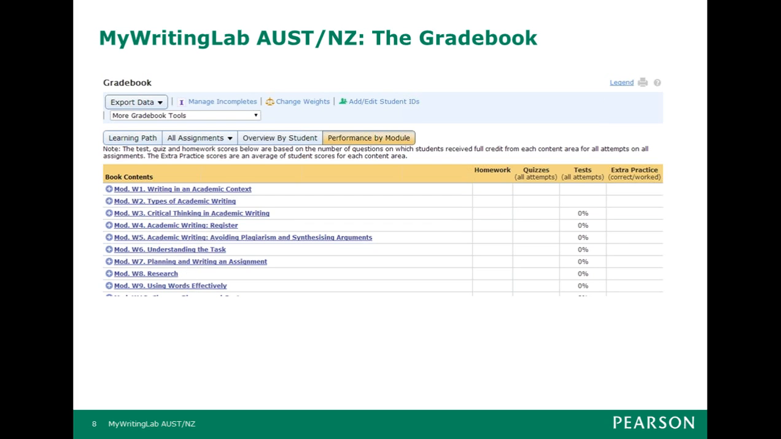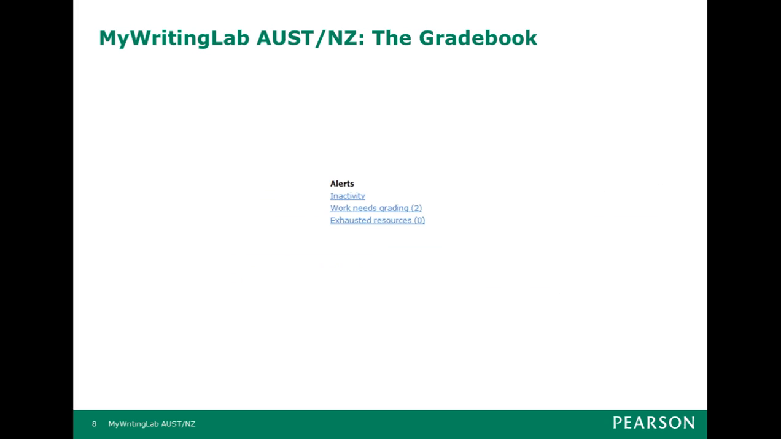The last bit that I want to show you is a really useful little option as well. We have these alerts. So here you can very quickly see work that needs grading. You can see exhausted resources. So if a student has tried to master and has failed, then you can see that these students have no longer any work to do. So that's a bit of a red flag that this student is not coping and they might need some individual attention from a tutor or a student officer.